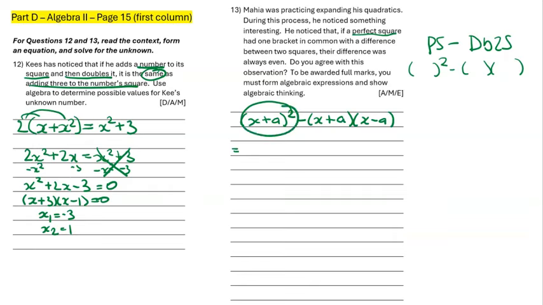I'm now going to rewrite my perfect square as a double bracket, just to make sure I'm not making any math errors. I've got x plus a, and then x plus a again, and I'm taking away x plus a times x minus a. So I'm now going to expand both bits. So we're going to have that times that, and then that times that.